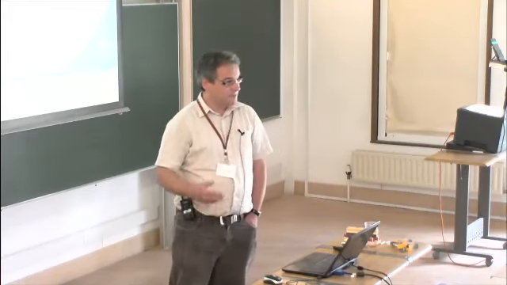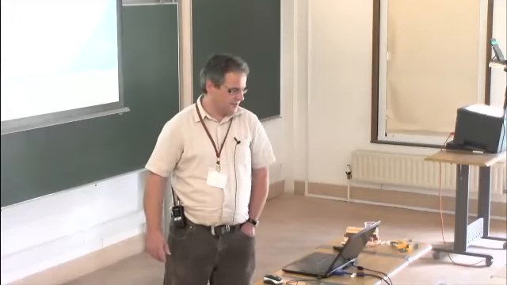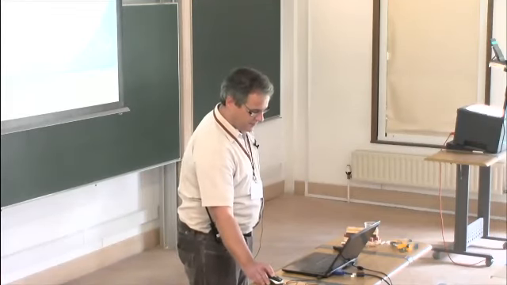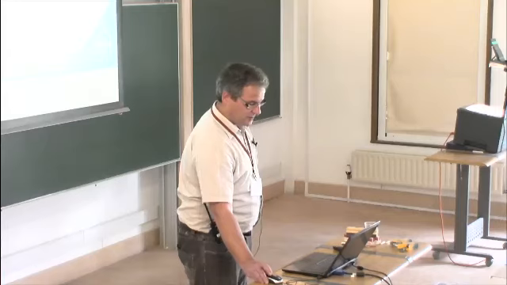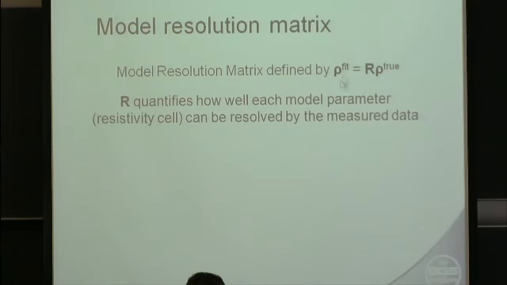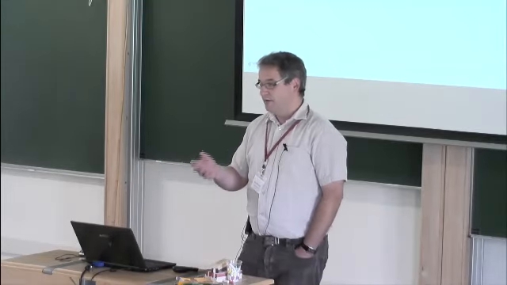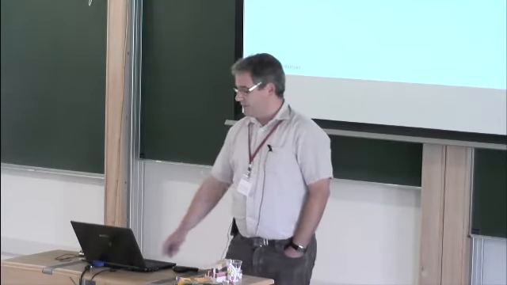The way we assess our survey designs is via the model resolution matrix, which is defined simply by the relationship between the true resistivities and the resistivities that you get from the fitting process. The matrix is this matrix R. It's effectively a filter by which the inversion process sees the resistivity distribution within the ground. So the matrix R contains the information that quantifies how well each resistivity cell can be resolved by the measured data.